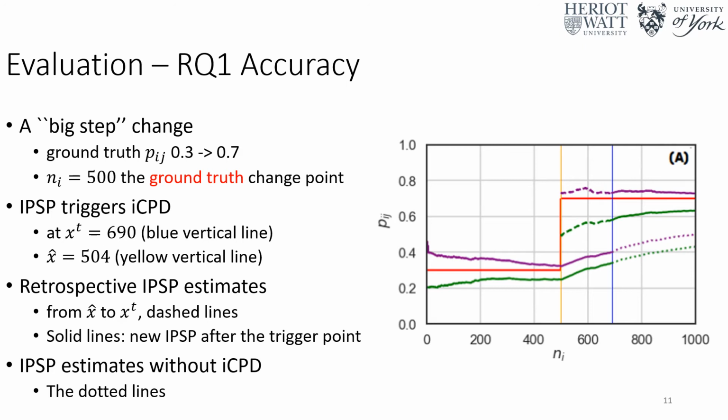First, we can see before the change point, IPSP did a good job giving us bounded estimates. And not long after the change point, the IPSP estimator detects a prior data conflict and triggers the online change point detection analysis at time step around 700. That is the blue vertical line in the figure, and it gives an estimated change point at 504, which is very close to the ground truth 500. That's the yellow vertical line, and you can see it is basically overlapping with the vertical red line.